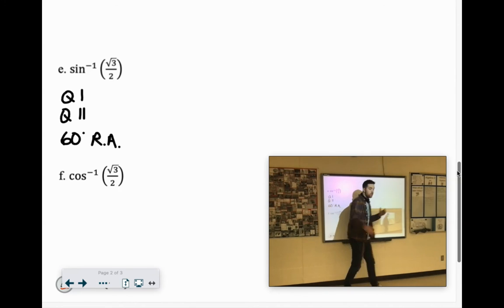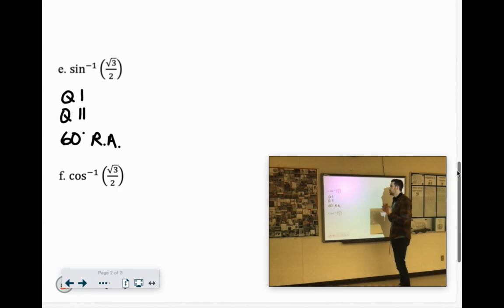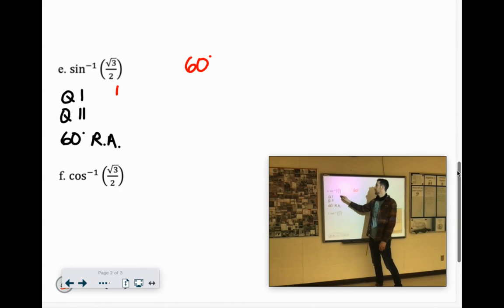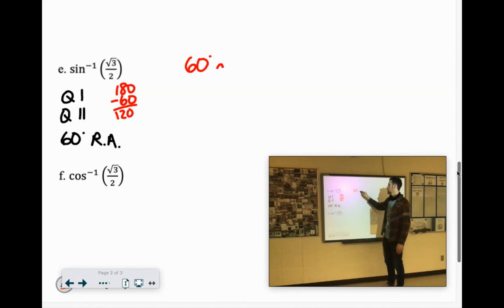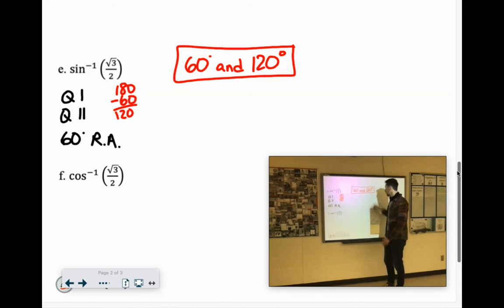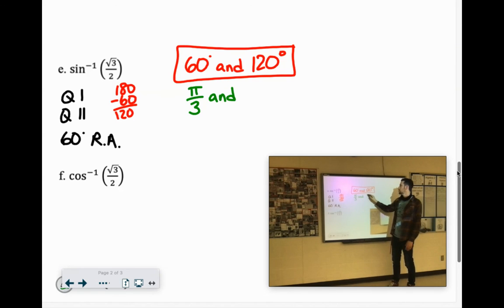So let's use our knowledge of reference angles and the quadrants and figure out our 2 degrees. Quadrant 1 is easy. The reference angle is the angle. Quadrant 2, we have to do 180 minus our reference angle, which will give us 120 degrees. Convert it if you want. Or, remember, how many 60s go into 180? 3. So 60 degrees would be pi over 3. 120 is 60 times 2. So this would be 2 pi over 3.